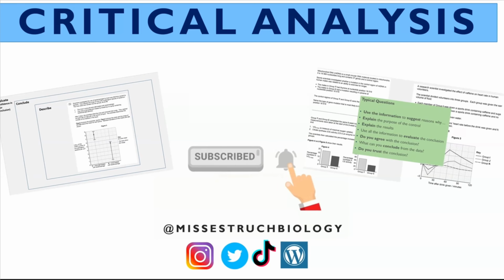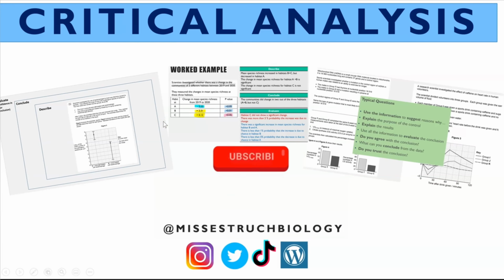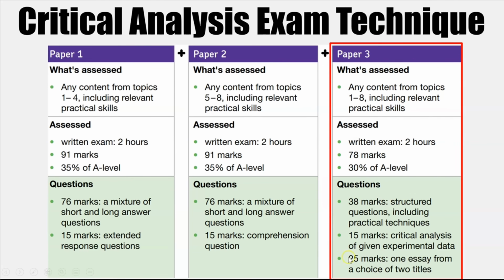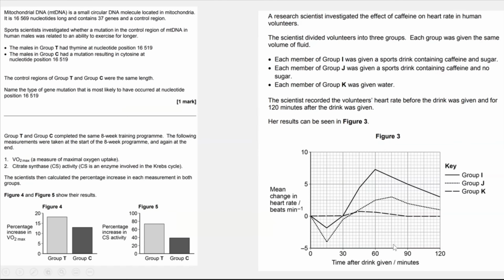So we'll have a look at some ways that you can lay out the questions to try and better address the question to get full marks, as well as some typical types of questions that you get. The critical analysis exam technique, in particular, is on paper 3, and you'll have at least 15 marks of critical analysis questions. You do get some critical analysis in the other papers as well, but the main focus is in paper 3. So what we mean by this then is when you get these questions, like these two here.